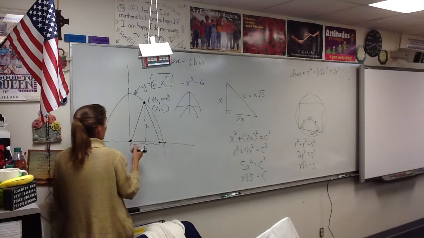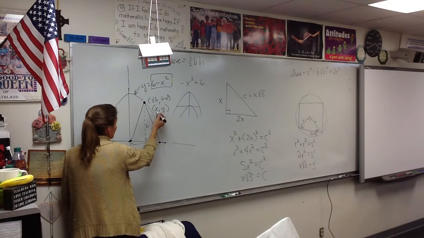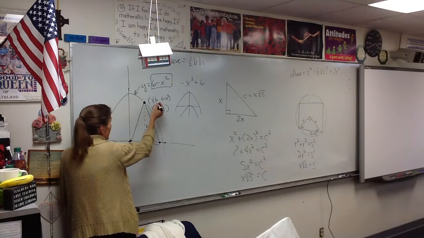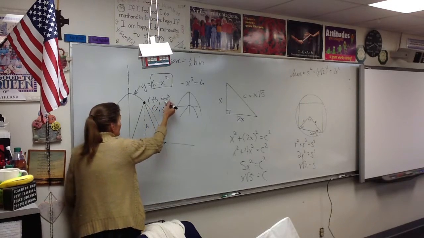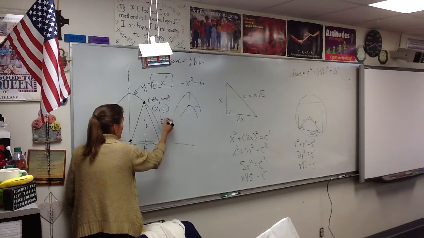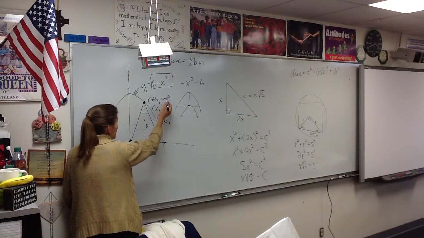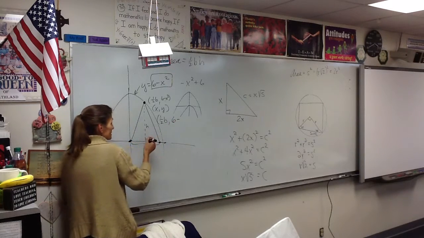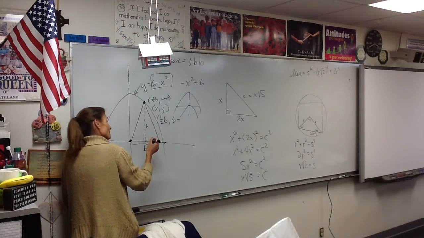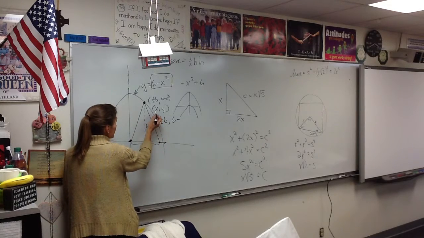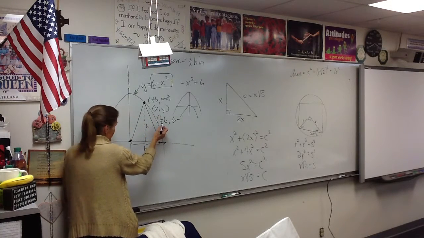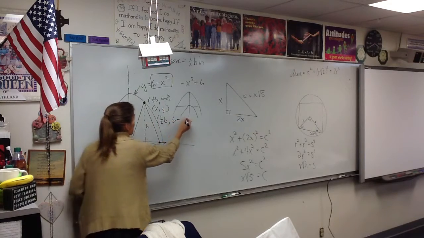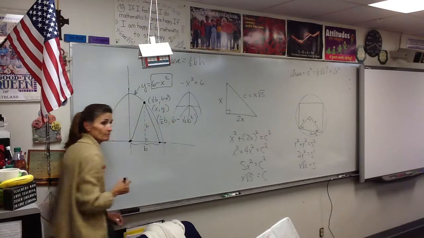Now tell me about this x coordinate. You said that x coordinate was 1/2 b, right? So what's that y coordinate going to be? If the x coordinate is half of b, what will the y coordinate be? 6 minus... Oh, come on. Okay, x is 1/2 b, yes. So y will be 6 minus 1/4 b squared.